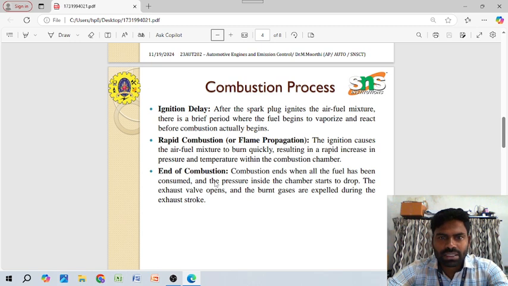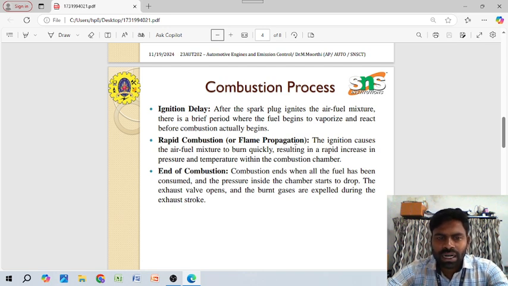Then the combustion process. What are the stages that we have during the combustion process? It starts with ignition delay. After the spark plug ignites the air fuel mixture, there is a brief period where the fuel begins to vaporize and react before combustion actually begins. Next, rapid combustion or flame propagation. The ignition causes the air fuel mixture to burn quickly, and it results in a rapid increase in pressure and temperature within the combustion chamber.